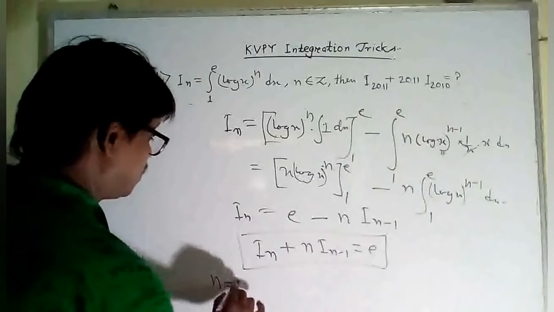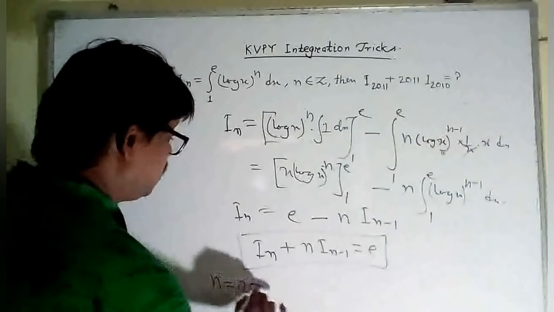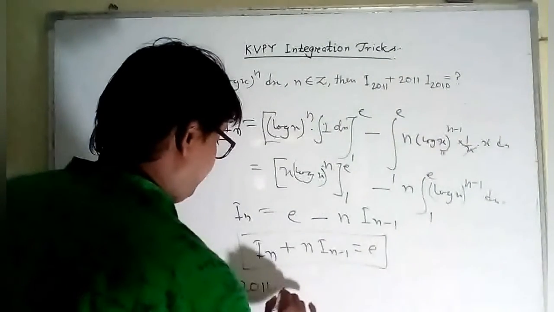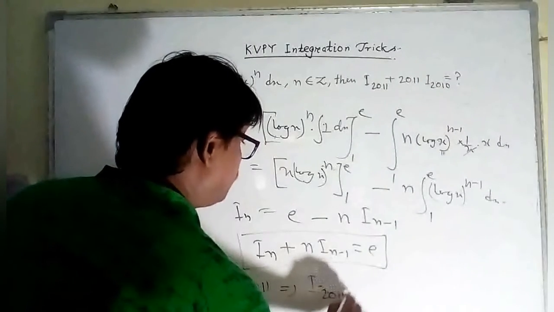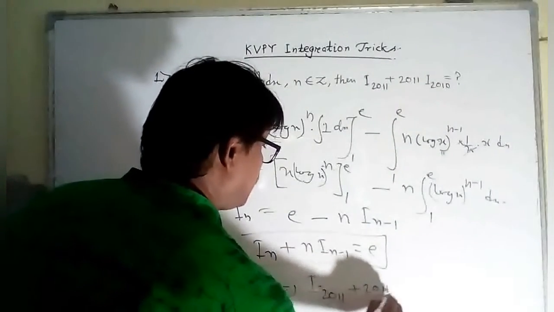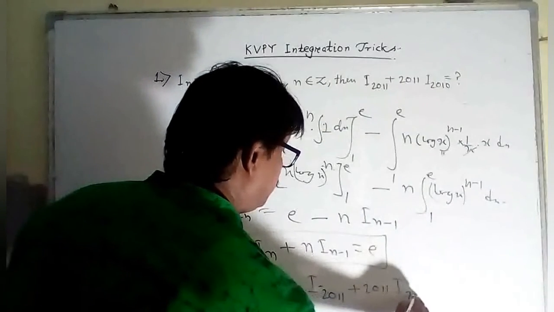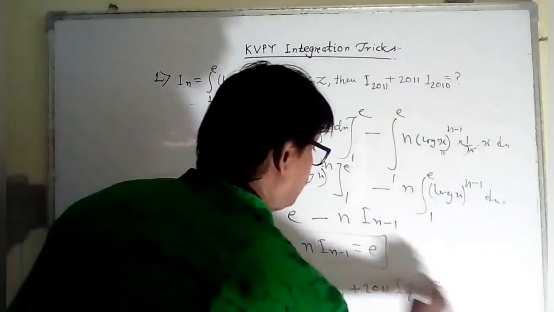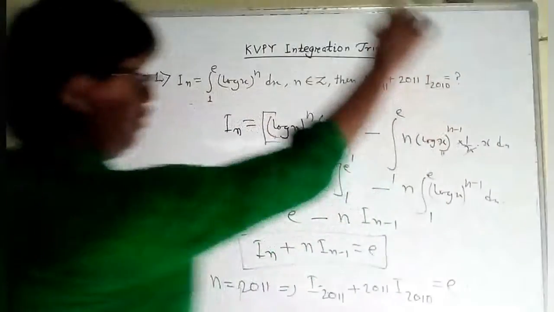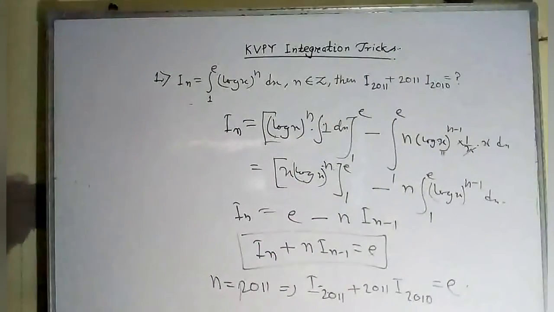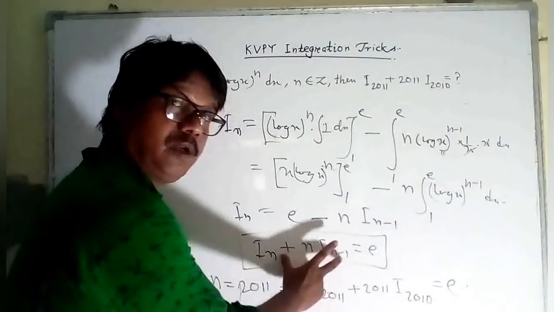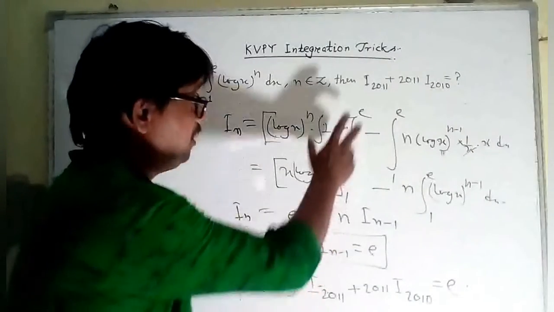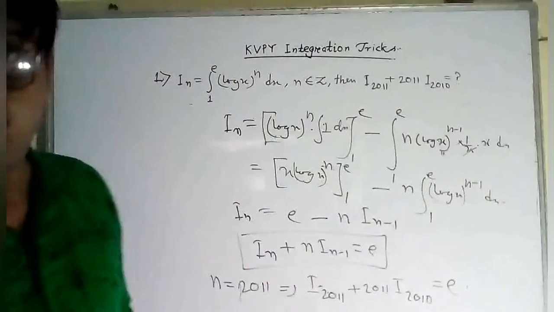Now we have to find the value of this. Putting n equals 2011, we have I_2011 plus 2011 I_2010 equal to e. Then the value of this is e. You must remember this formula. If you remember this, then the value is always e.